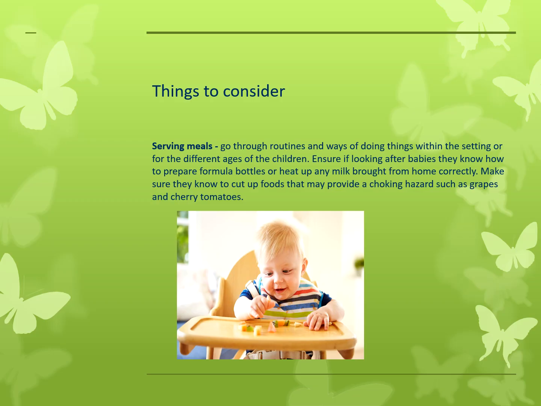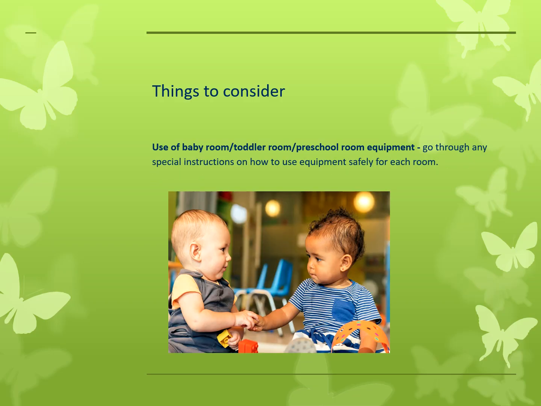Serving meals. Go through routines and ways of doing things within the setting or for the different ages of the children. Ensure if looking after babies they know how to prepare formula bottles or heat up any milk brought from home correctly. Make sure they know how to cut up food that may provide a choking hazard, such as grapes and cherry tomatoes. Use of baby room, toddler room, preschool room equipment. Go through any special instructions on how to use the equipment safely for each room.